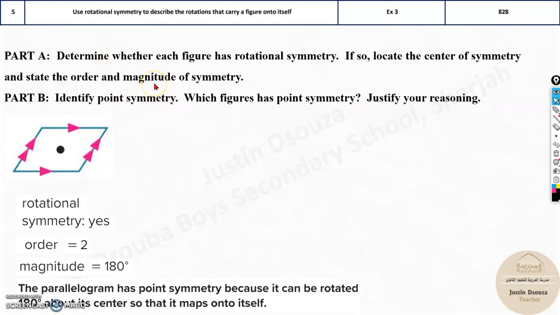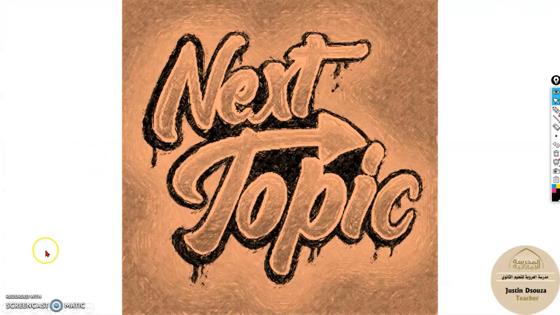Whereas rotational symmetry is you need to analyze that object, see whether you can map onto itself before 360 degrees, and if so, how many times, and then you can easily find it out. So that's the end of that topic. In the next section, we will learn other topics.